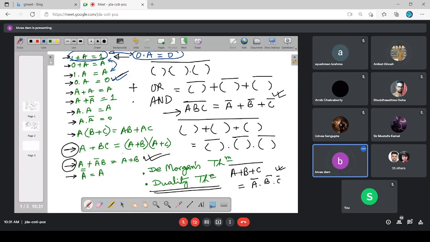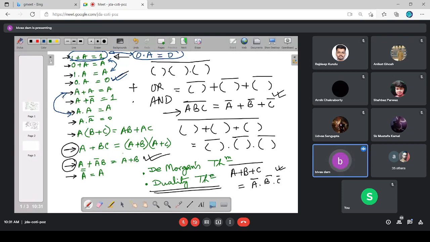So applying the duality theorem, I can come from one equation to the other equation always. Okay. So A dot A is equal to A. What's its dual? A plus A is equal to A. What's the dual of this? A dot A is equal to A.